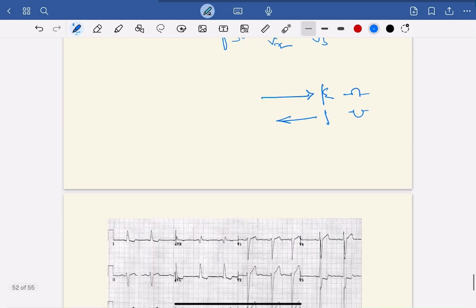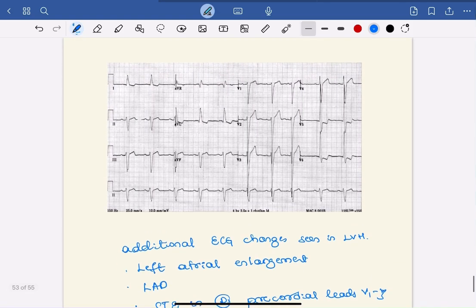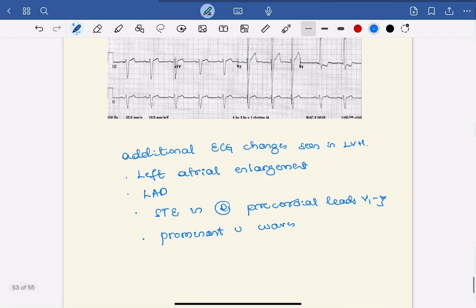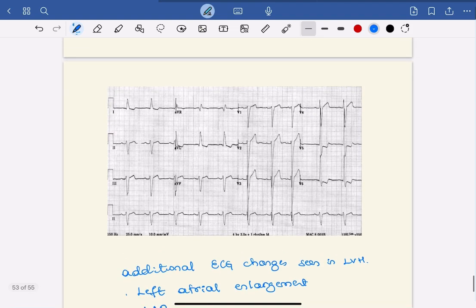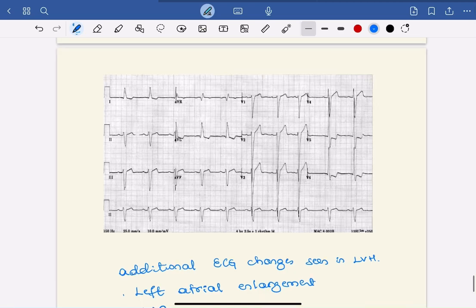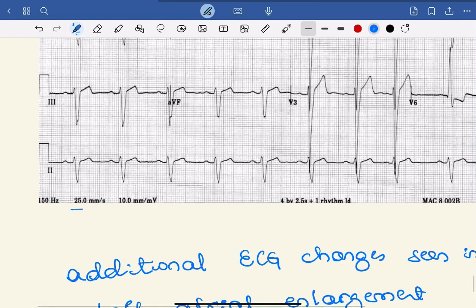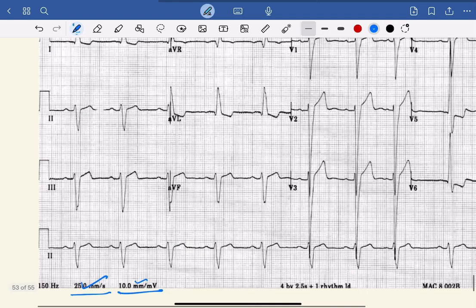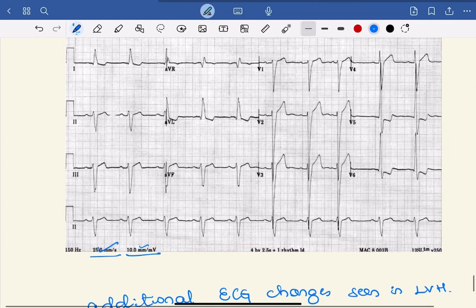So let's look at a given ECG and try to identify the LVH. In any given ECG, you have to start from looking at the standardization and rhythm, rate, and axis calculation. So let's look at the standardization. It is running at a speed of 25 mm per second, and 10 mm per millivolt. This is a standard ECG taken with good standardization.